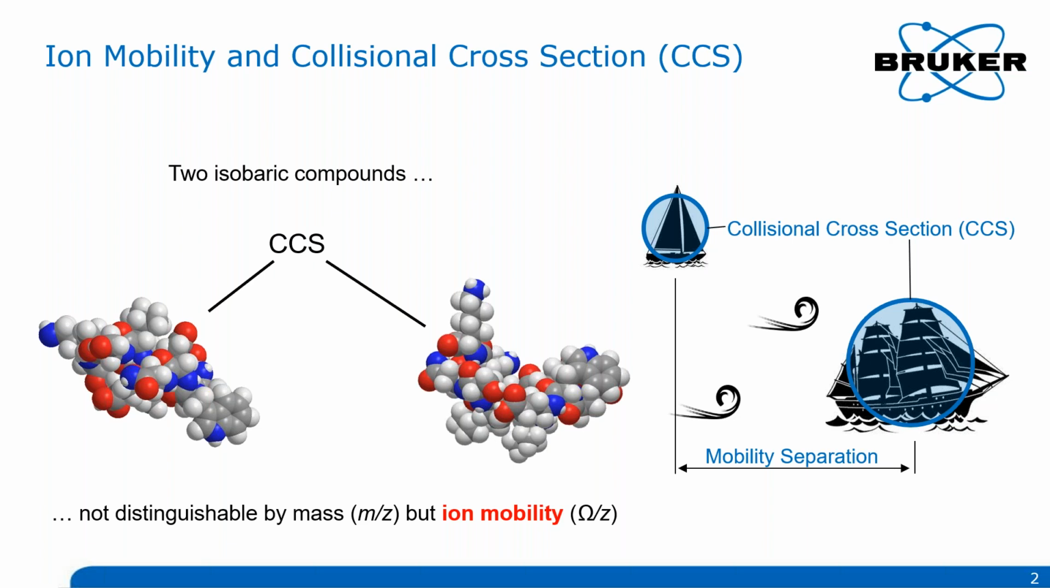Under the same conditions, we would expect a ship with more sails to move faster than a ship with fewer sails. And I know that in the boating world, there are things like hull speed, but let's not go there right now. So same with ions. The larger ion with greater collisional cross-section will interact more strongly with the gas around it, resulting in different mobility. So basically, with ion mobility, we separate ions based on their shape and size. Better yet, we can actually measure their collisional cross-sections, but we will talk more about it later.